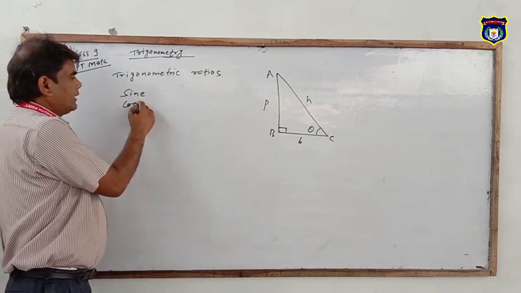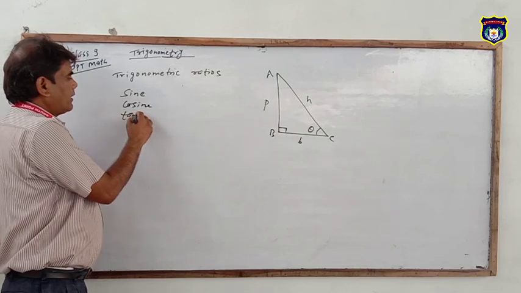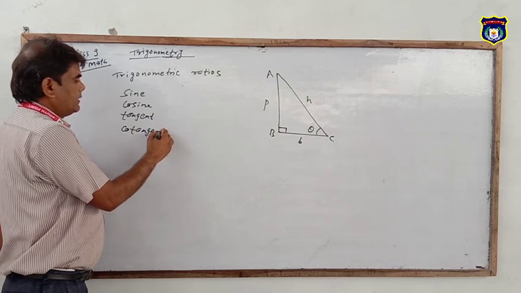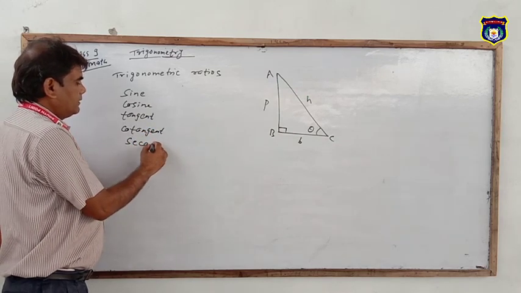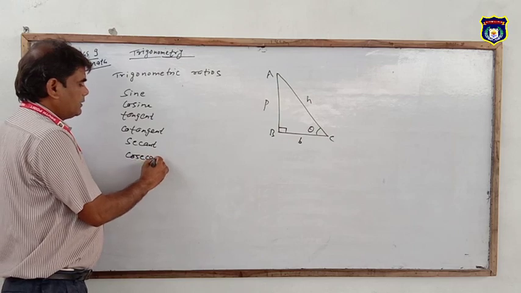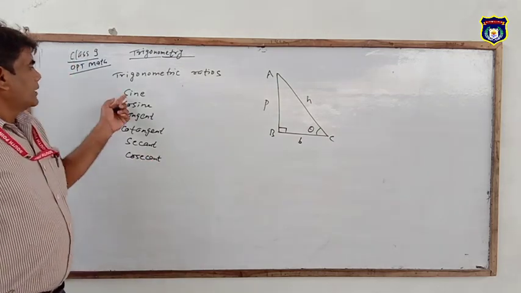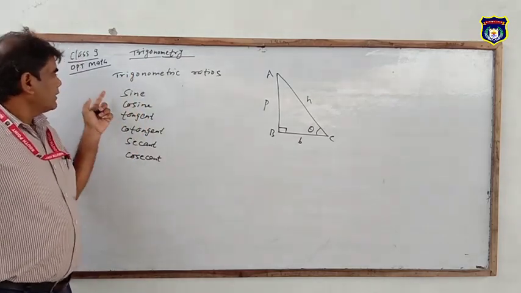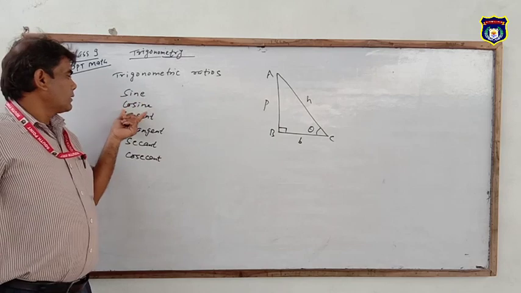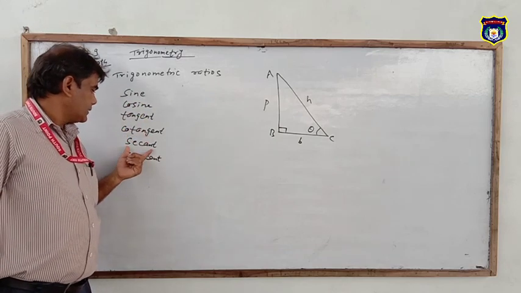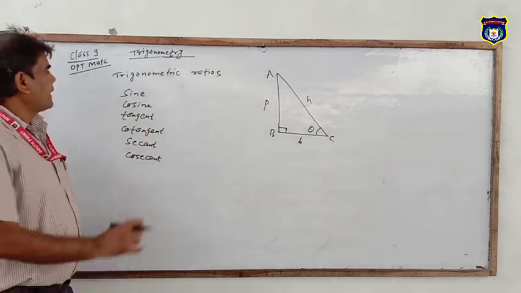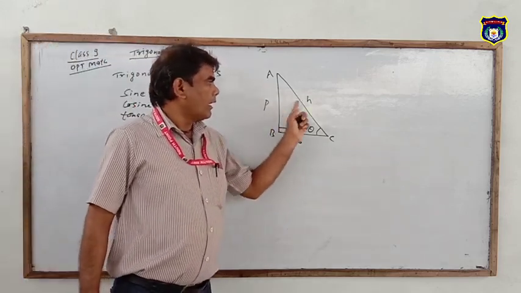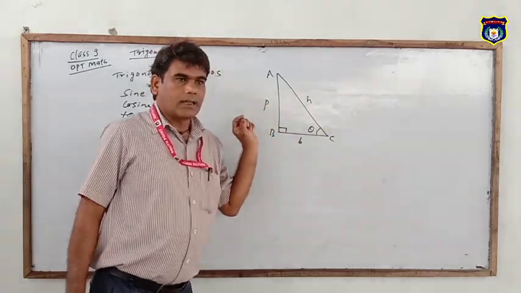Sine, cosine, tangent, cotangent, secant, cosecant. In trigonometric ratios there are 6 trigonometric ratios: sine, cosine, tangent, cotangent, secant and cosecant. What is called sine? The ratio of perpendicular and hypotenuse is called sine.